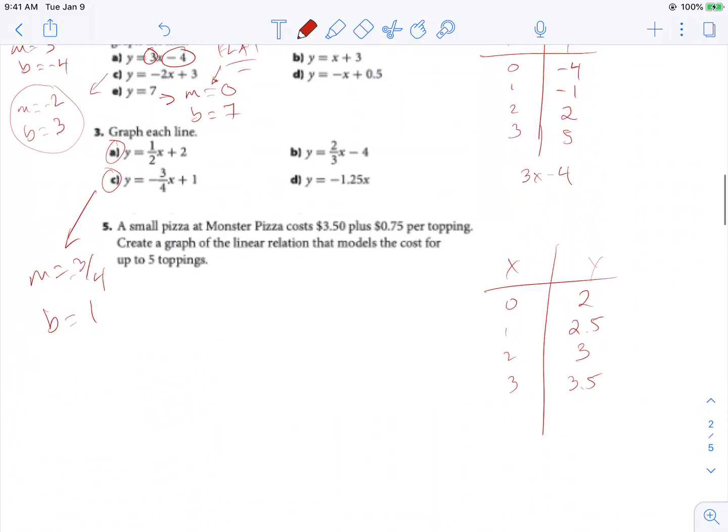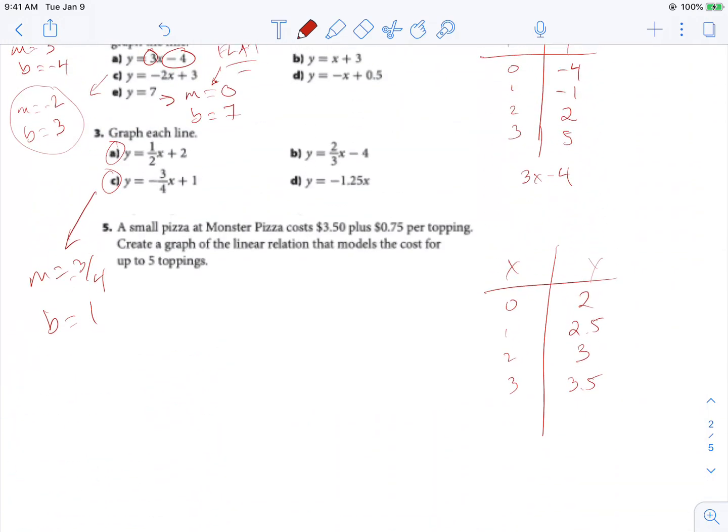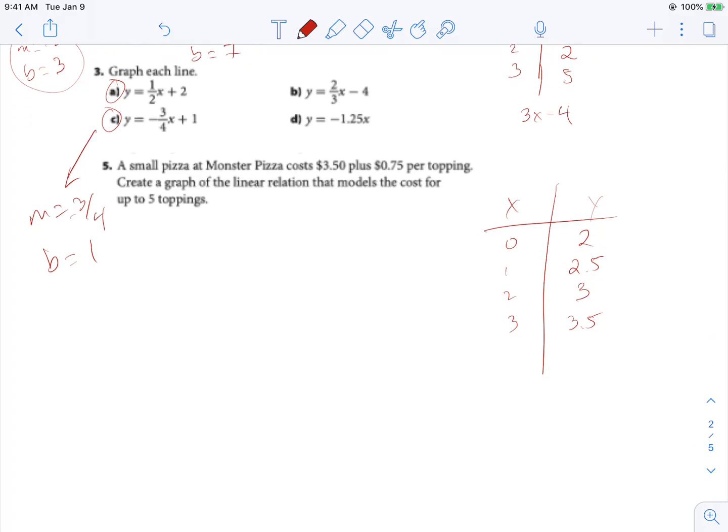And the last question here. So create a graphical relation that models the cost for up to 5 toppings. So we're just going to create our table of values here. So we have x and we have y. So it says cost $3.50 plus 75 cents per topping. So you can have 0, 1, 2, 3, 4, or 5 toppings. And let's figure out how much it costs.